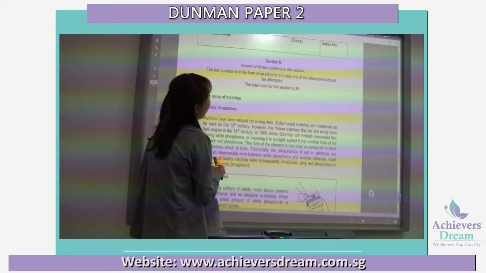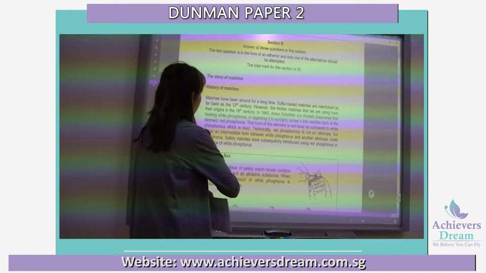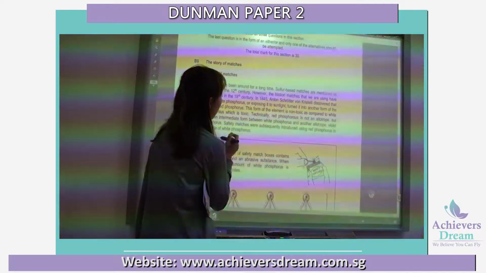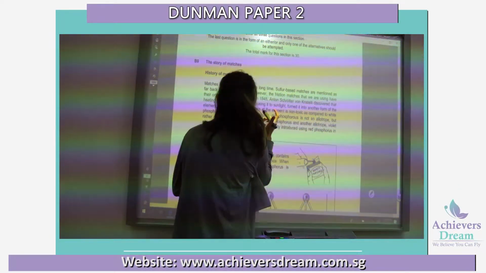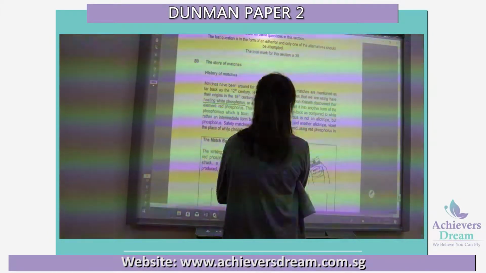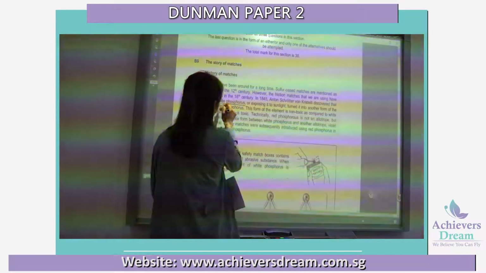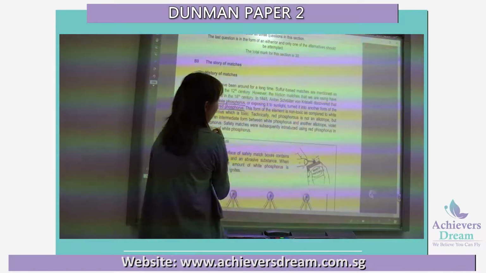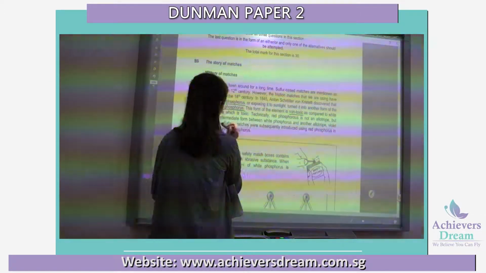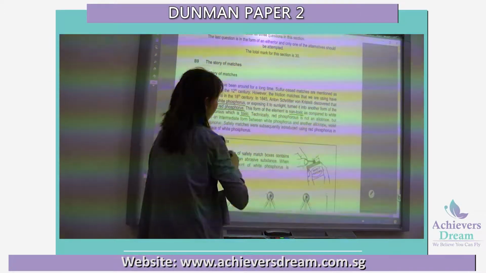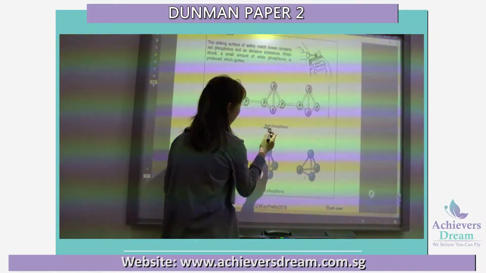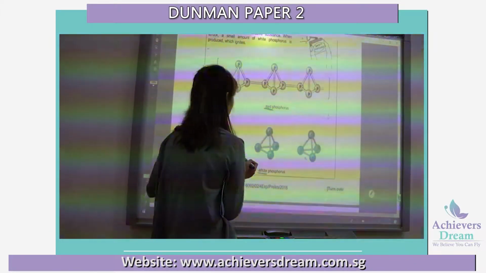Okay, so now let's look at section B, B9, the story of matches. Basically, the important part here is that this person discovered that upon heating white phosphorus or exposing it to sunlight, it will turn into another form, which is red phosphorus. This form of the element is non-toxic as compared to white phosphorus, which is toxic. Here they show you the structure of red phosphorus and white phosphorus.